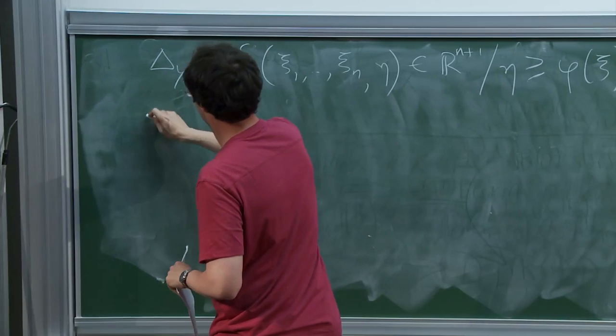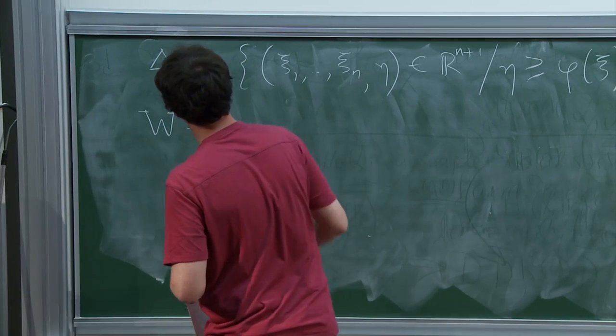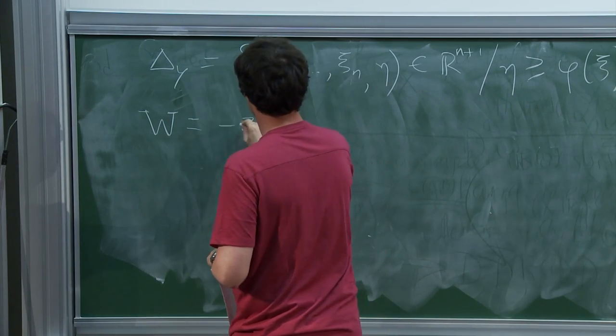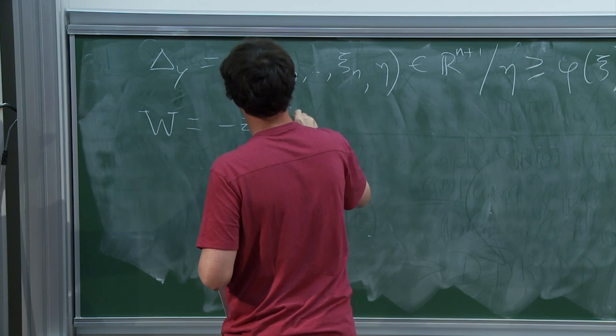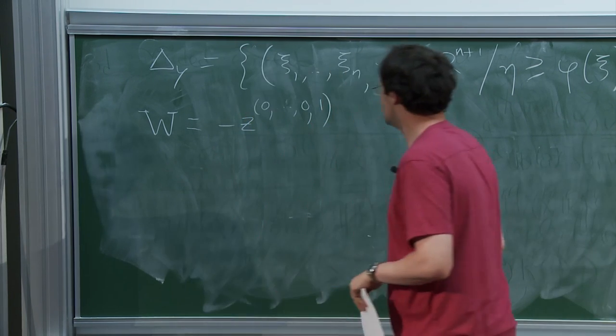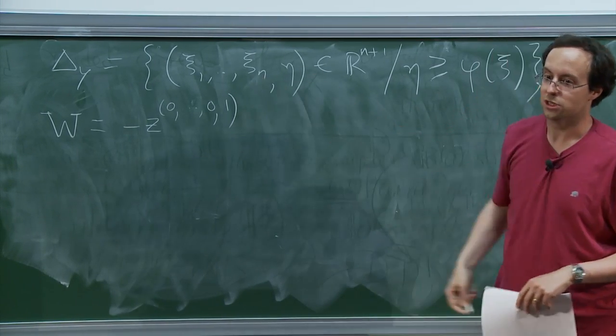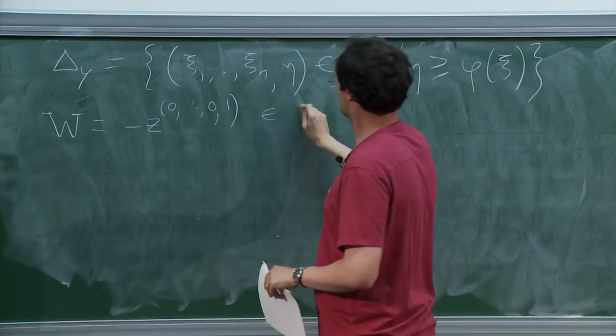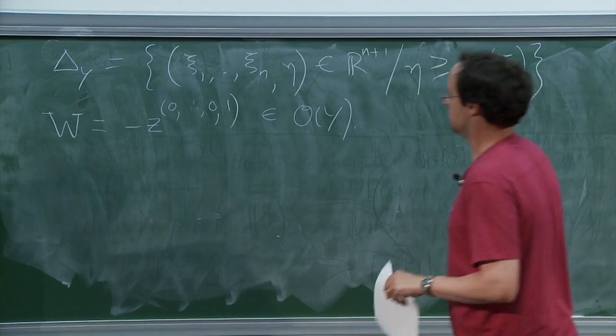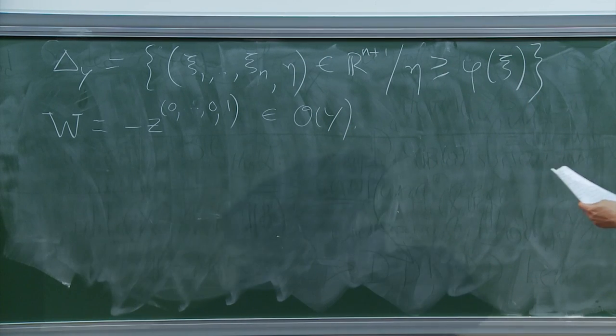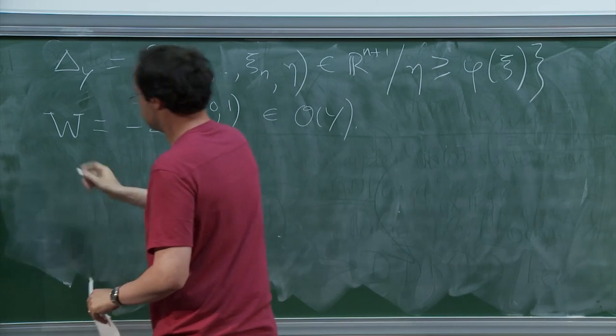And moreover, on that, there will be a function, which will be just a toric monomial up to sign, with a minus sign, which I don't want to explain. And it's the monomial with weight 0, 0, 0, 1. You can check that it will be a regular function on this thing.